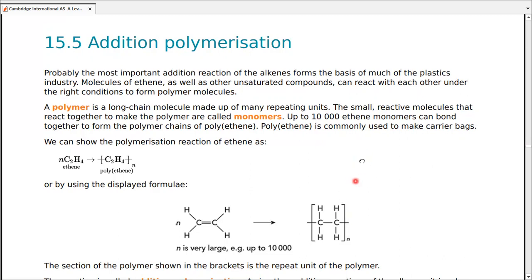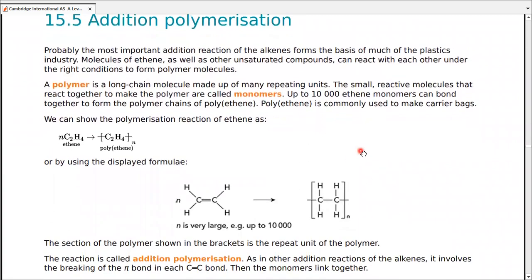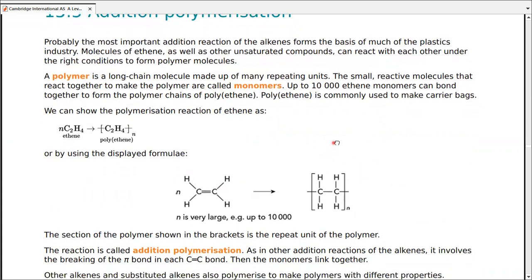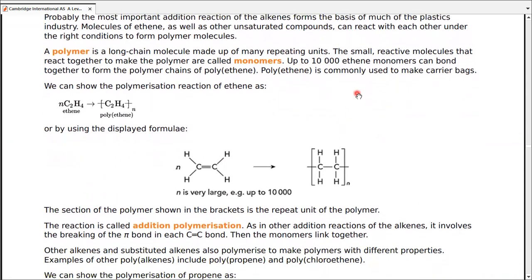So, let's get started. We'll get to the differences, but for the rest of it, it's going to be the same. A polymer is a long chain molecule, which is made up of many repeating units. Those repeating units are commonly known as monomers. For example, up to 10,000 ethene monomers can bond to form a polymer chain of polyethene. Now, this 10,000 gives you a very good idea that n is usually not a small number that we quote in these kinds of reactions.